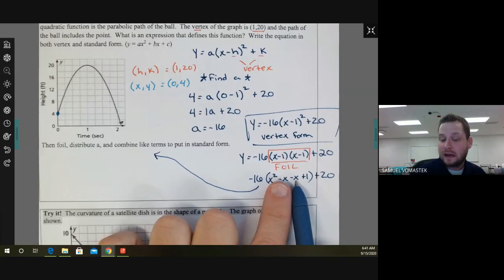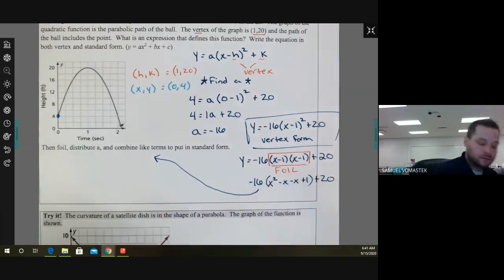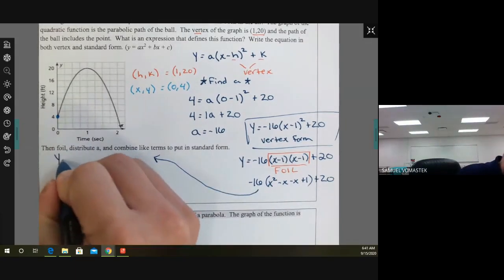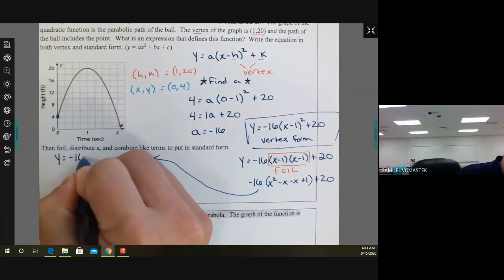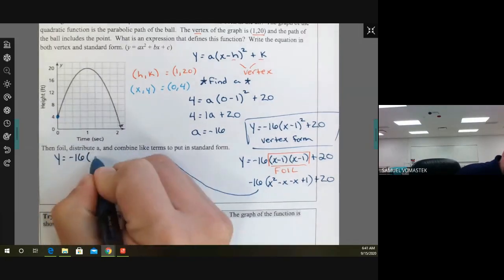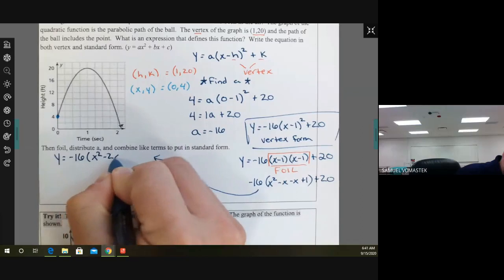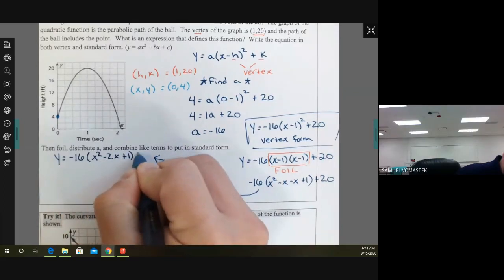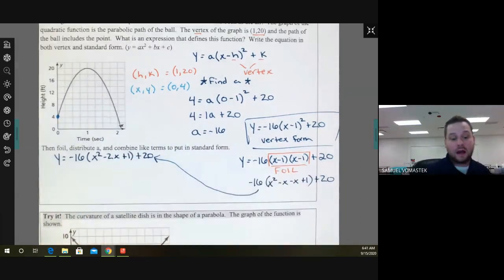Negative x minus x is going to give me negative 2x. So I'm now left with y equals negative 16, in parentheses, x squared minus 2x plus 1. And then I have the plus 20 still on the outside. Okay? So now, next step, multiplication still.